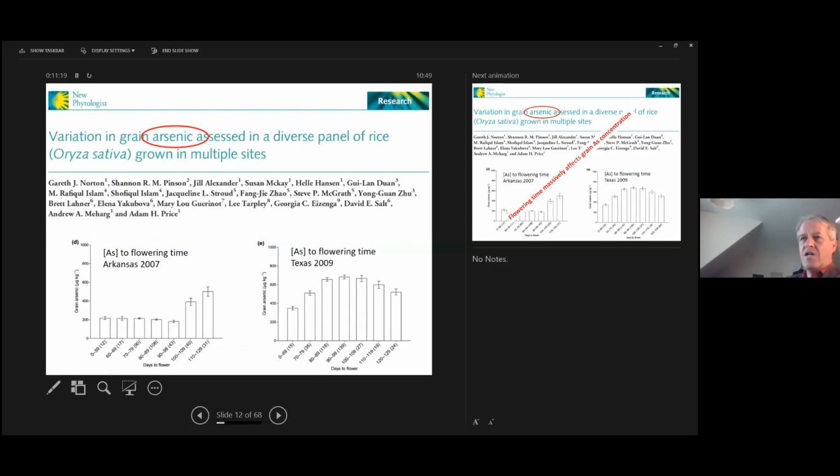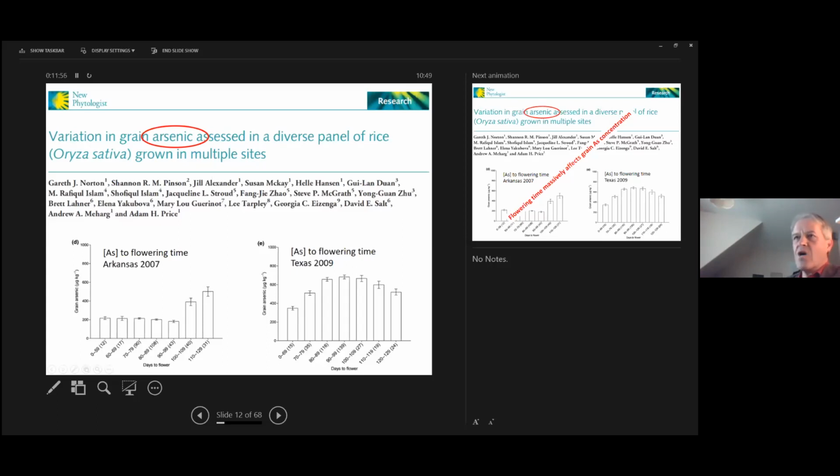But when we did that, we could easily identify a major problem trying to use this panel, this population, to look at variation in grain arsenic. And that is, when you look at the amount of arsenic in the grain of rice, for example, in Arkansas, you can see that it is strongly affected by flowering time. So here, the plants that flower late have higher arsenic than the ones that flower early or in the middle.